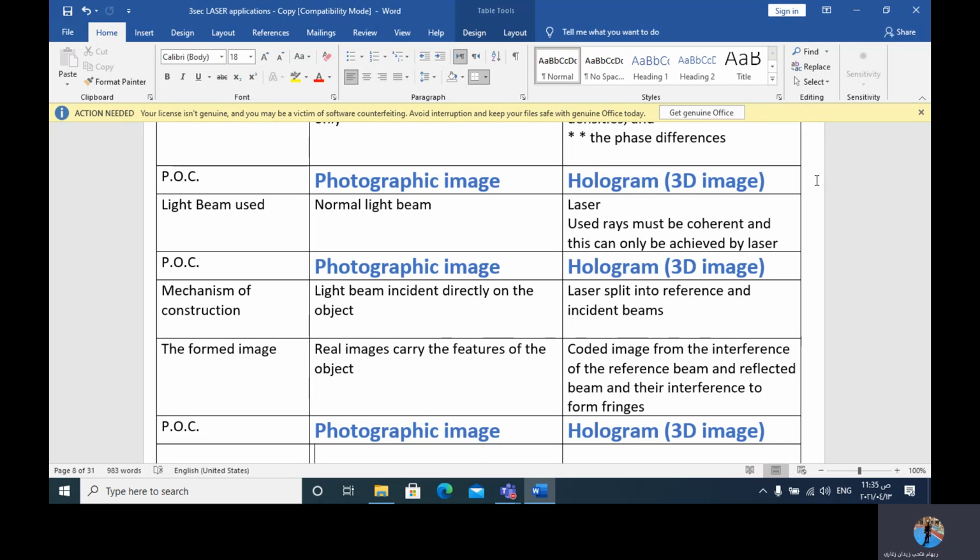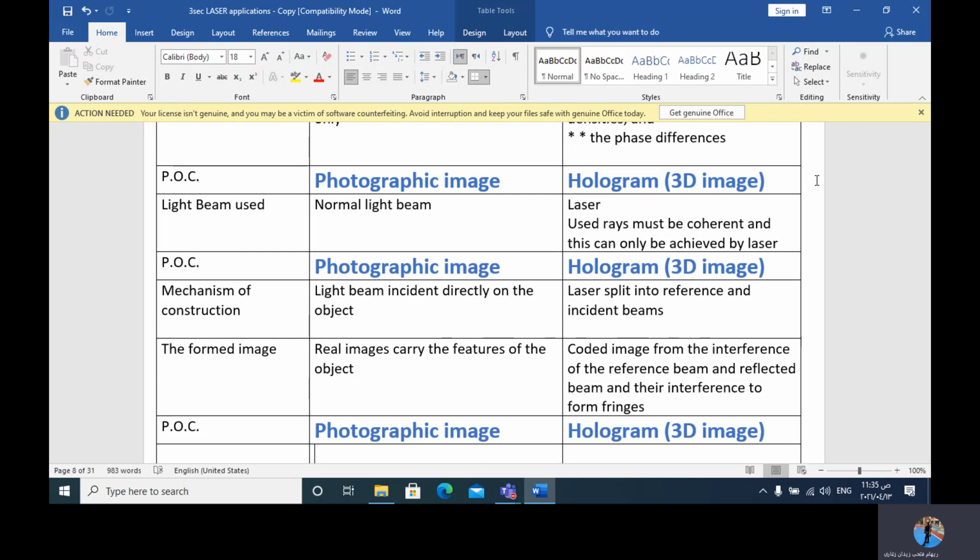Why in hologram do I have to use laser? It's because laser provides coherent waves. And this is the only source that I can depend on to secure the coherence that I want. Coherence cannot be achieved by a normal flash of light, but I need laser.